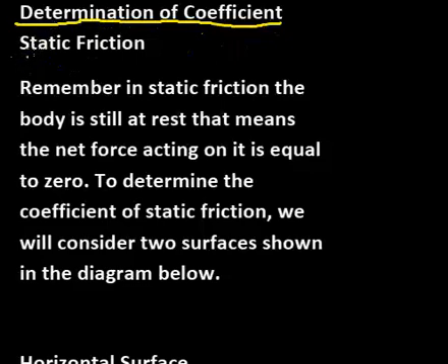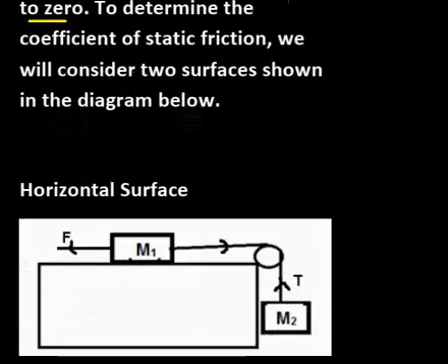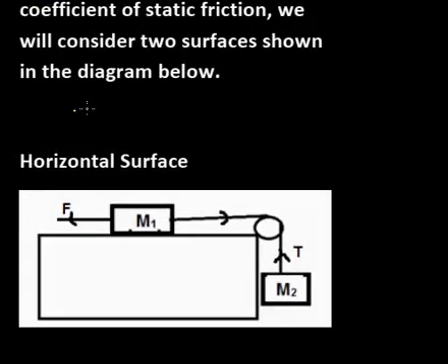Now we are going to start with the determination of the coefficient of static frictional force. Please take note of that. We are starting with the static frictional force, which of course is a frictional force that keeps a body at rest. Remember, in static friction, the body is still at rest. That means that the net force acting on it is equal to 0. That's for static frictional force. Now, to determine the coefficient of static friction, we will consider two surfaces. We'll see how we get it on the two surfaces.